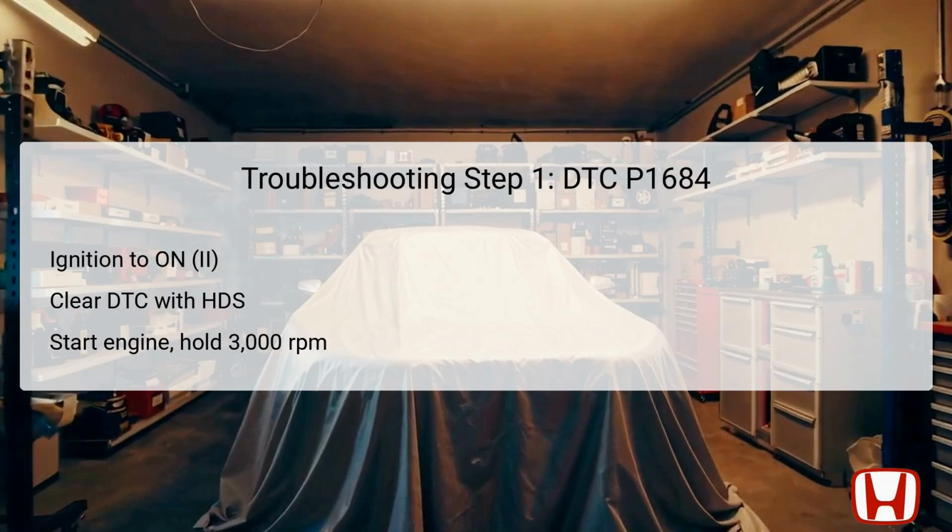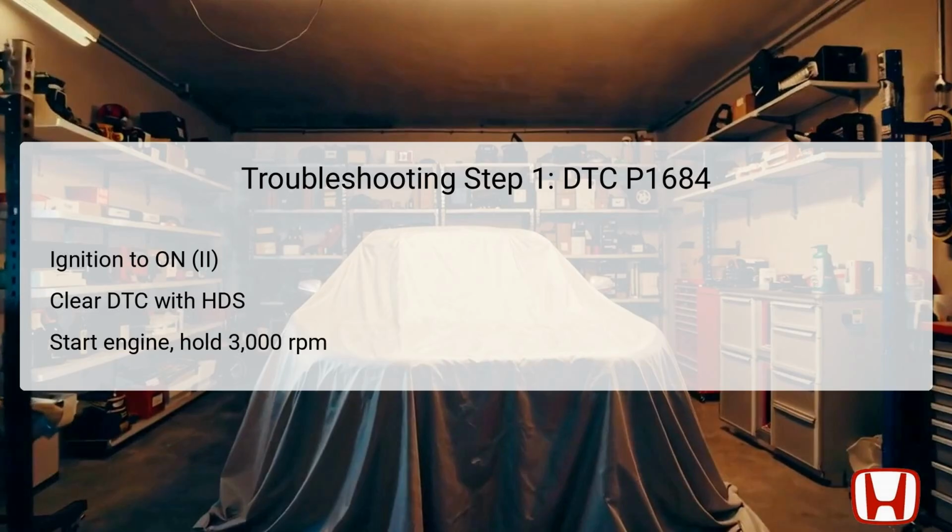The first troubleshooting step involves several specific actions to diagnose the throttle body return spring issue. First, turn the ignition switch to the on position to power the vehicle's electrical systems without starting the engine. Next, utilize the Honda Diagnostic System, HDS, to clear any existing diagnostic trouble codes, including P1684, to establish a clean slate for further testing. Once the codes are cleared, start the engine and hold the RPM at 3000 without loading the engine, which helps to activate the throttle body fully.